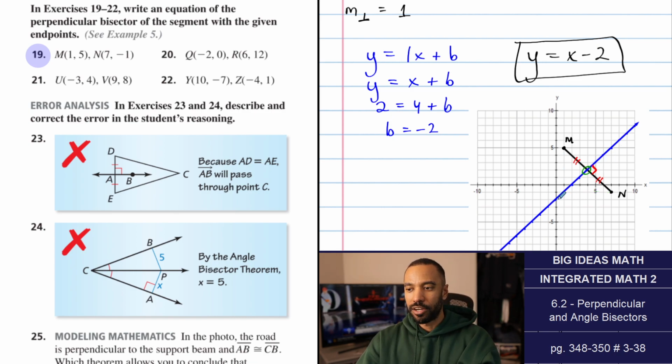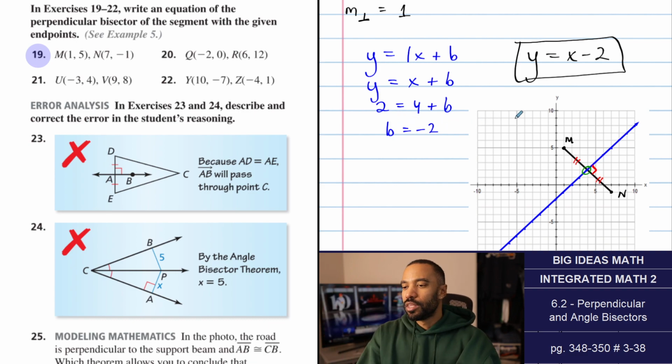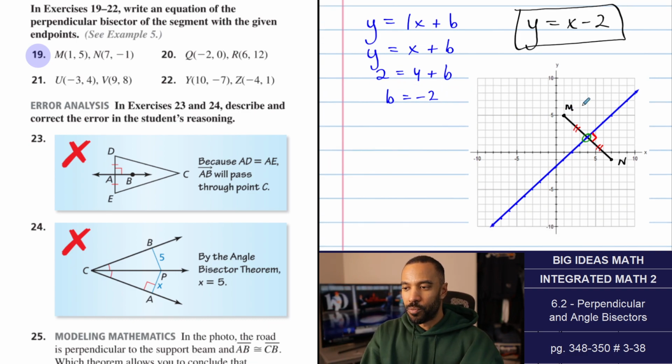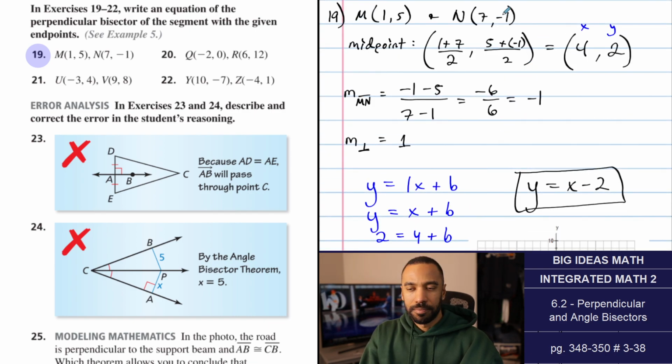And how did we get the y-intercept of -2? We plugged in the x, y, 4, 2 as a reference point, a solution to this equation, and found the b that associates with it. There are a couple other ways we can do it, but that's the way that we went about it, which totally works. Okay, that is number 19. Let's move on to number 20.